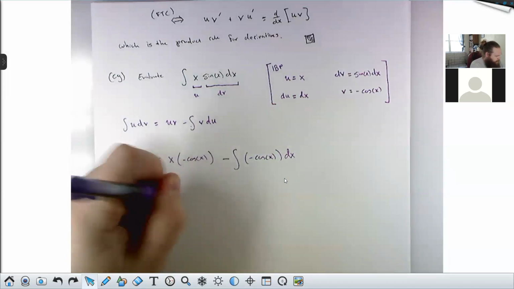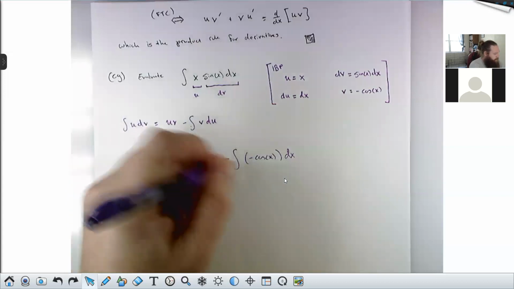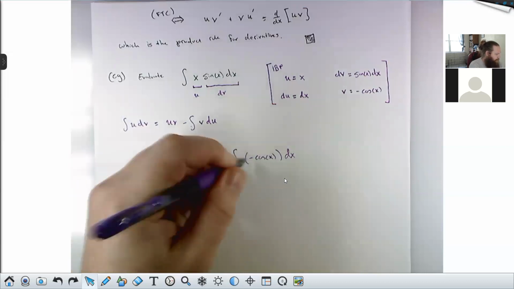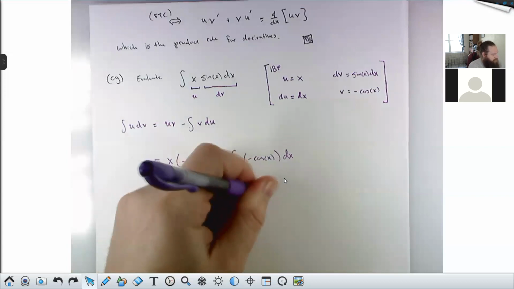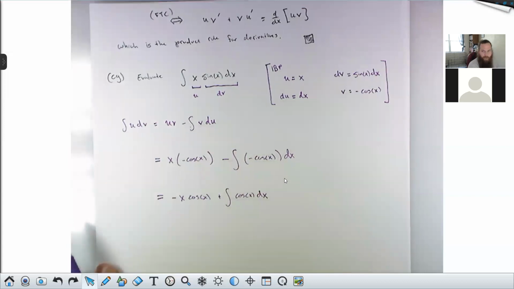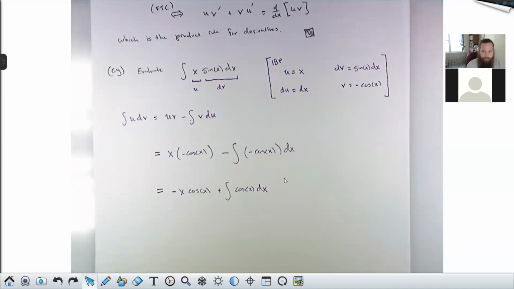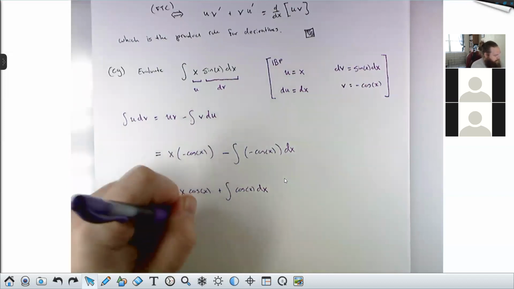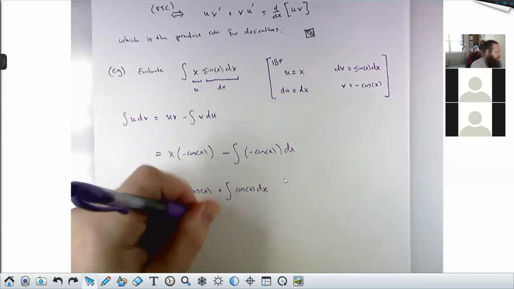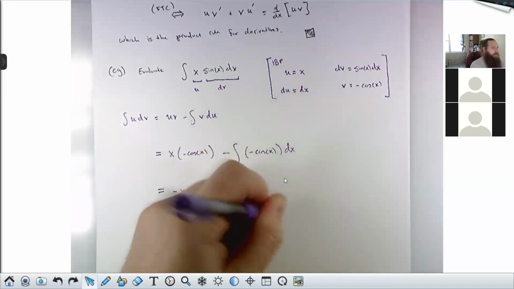In this case here, we get negative x cos x. And then the minus minus here makes plus, right? You can pop that negative one out, plus the integral of cos x dx. And the integral of cos x dx is one I know how to do. All right, what is the integral of cos x? Sin x. So this is negative x cos x plus sin x, plus a constant.